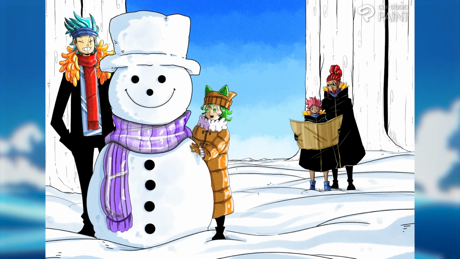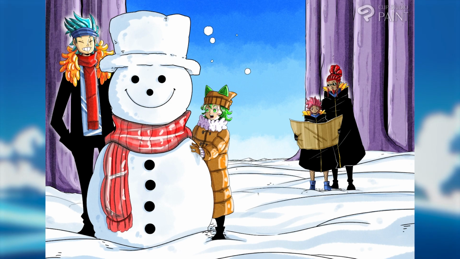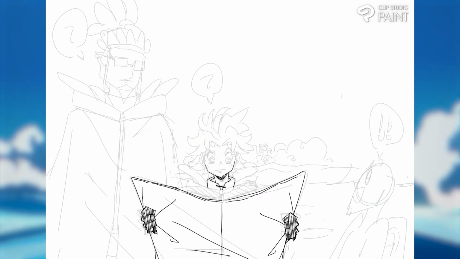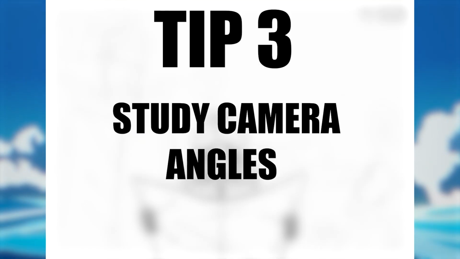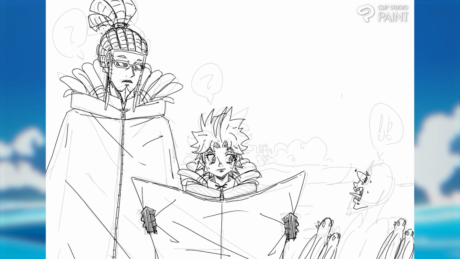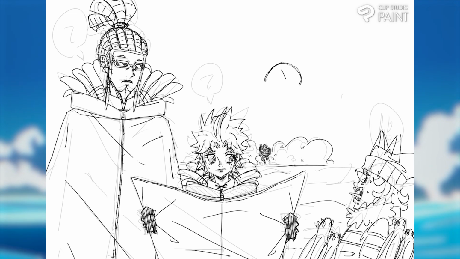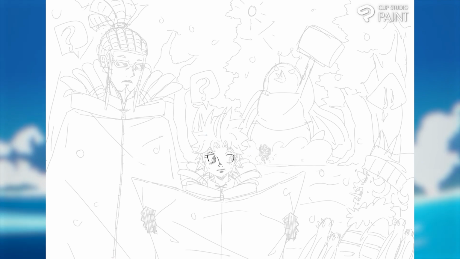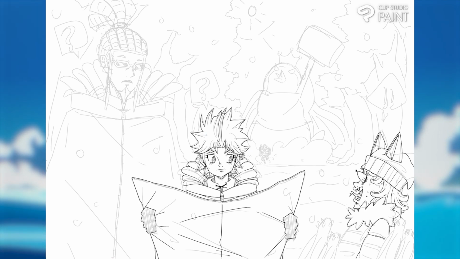Don't be afraid to study your inspirations and to add their styles to your arsenal to create something unique and different. Tip number 3, study camera angles. If you want to draw fun dynamic illustrations, you first have to know how cameras work. Imagine that you are looking at these characters. How would their proportions be if you are above them or below them? If you can learn camera angles, your art will grow so much.